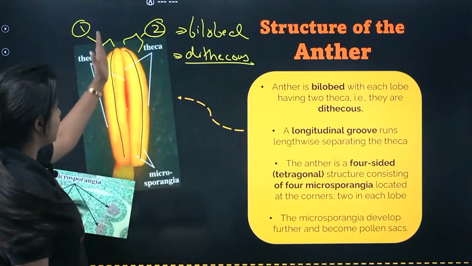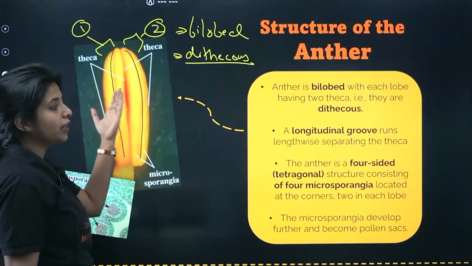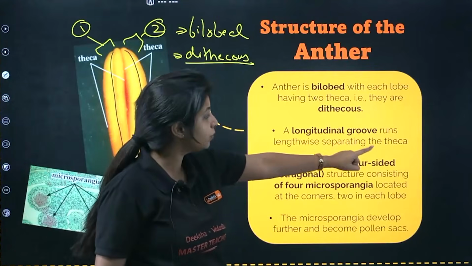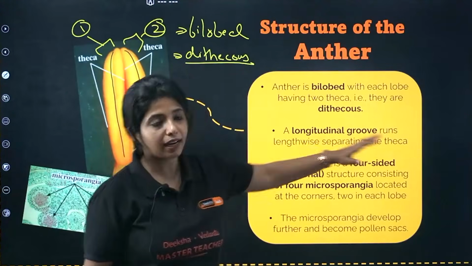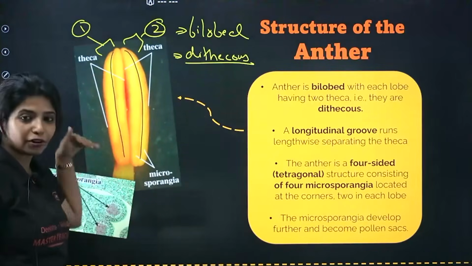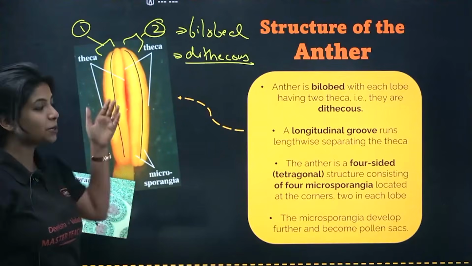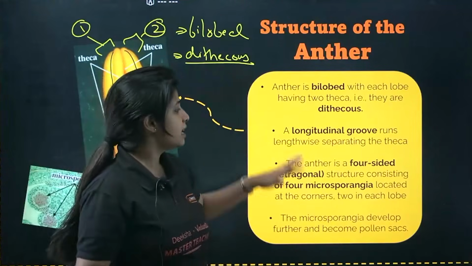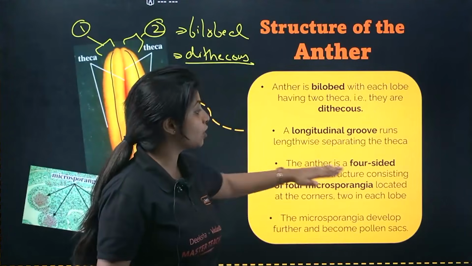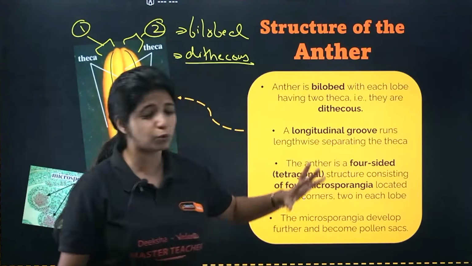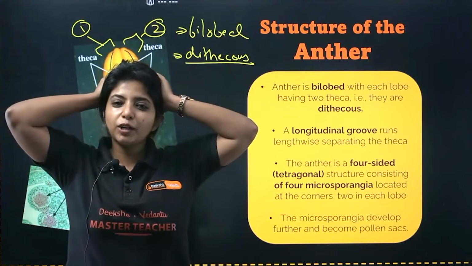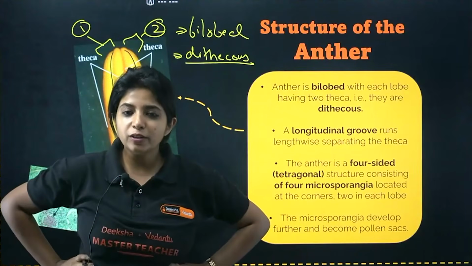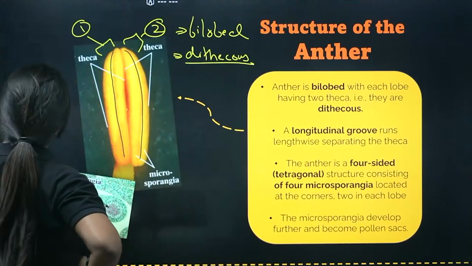And this particular thing that separates the two theca, I'll say it is a longitudinal groove running lengthwise separating the theca. It is running lengthwise, not widthwise, separating both the theca out there. Got it? And finally, the anther is a four-sided tetragonal structure consisting of four microsporangia. My God, that is way too much for us to study, right? So how do we study that? There's a very easy way to study that, and I'll tell you.